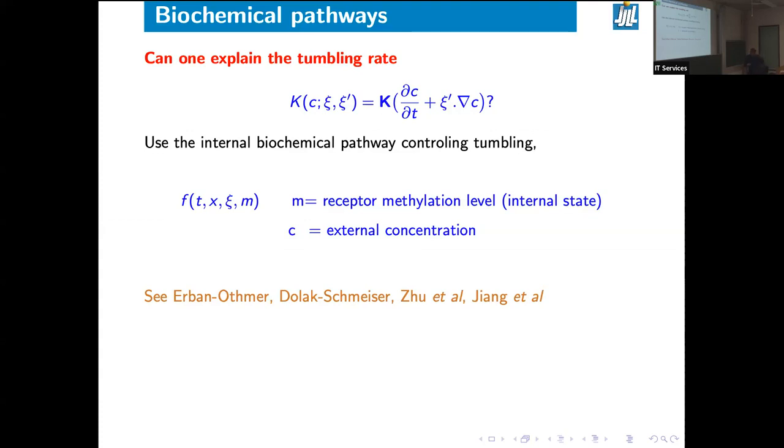So I know you told me during all the week that solving the Boltzmann equation is more or less impossible because you are in 6D. But the good news is that here it is only 2D. Basically, all this is always done in 2D. But we have one more variable. So we have this new unknown, which is the internal state m, and we have this function f, which now depends also on m.